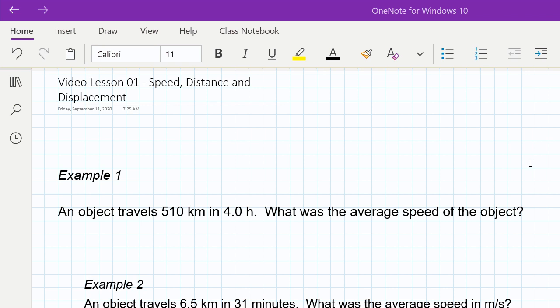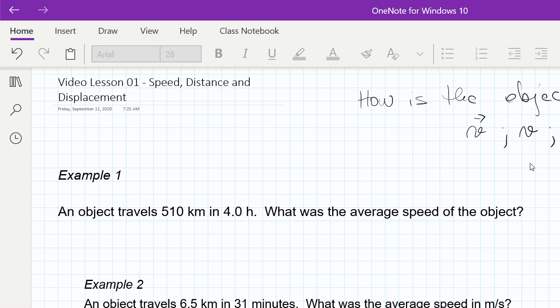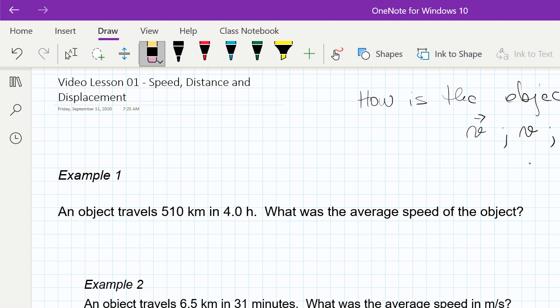Kinematics, the biggest question in kinematics is: how is the object moving? So things like what is the velocity of the object? What is the speed of the object? What is the displacement of the object? How far was the object moving? So what is the distance that the object is obtaining during that particular time?